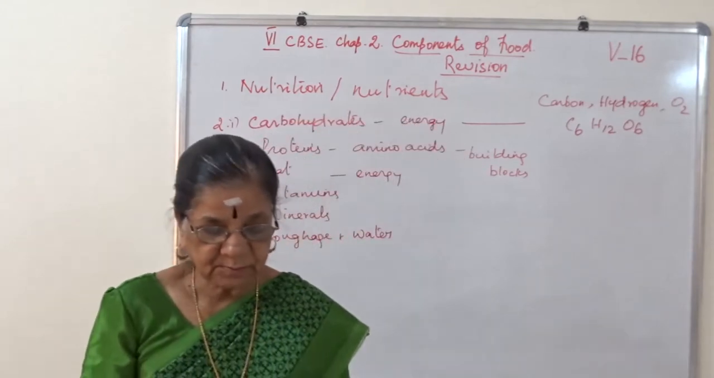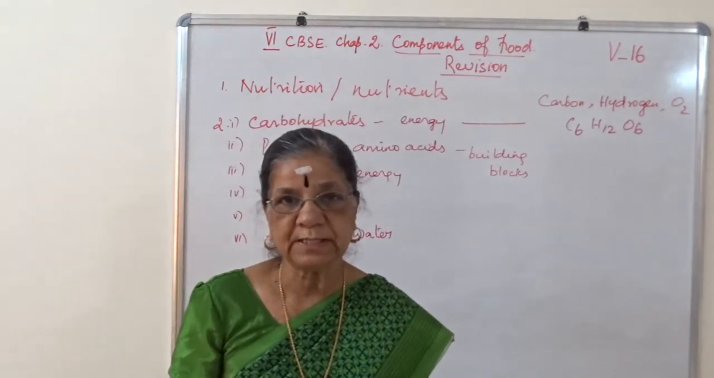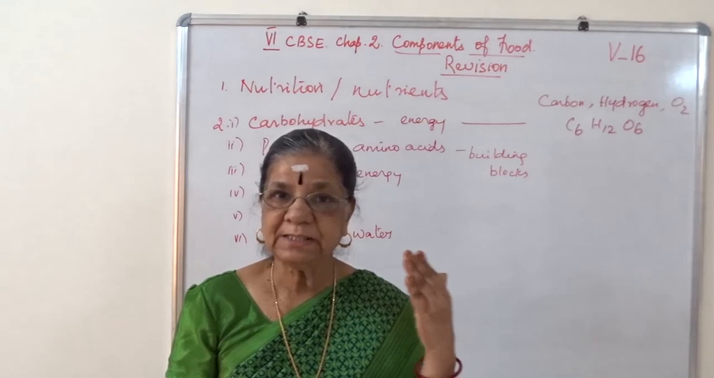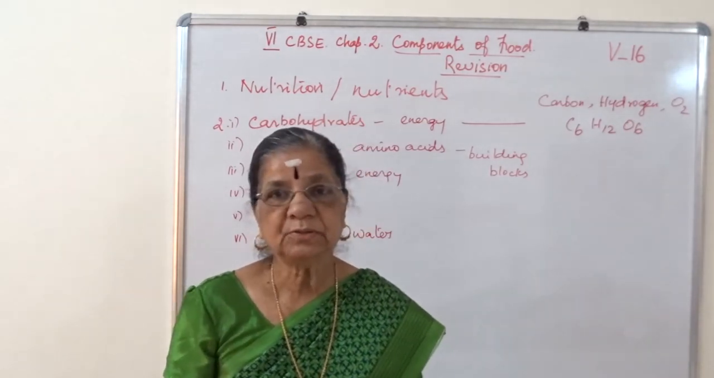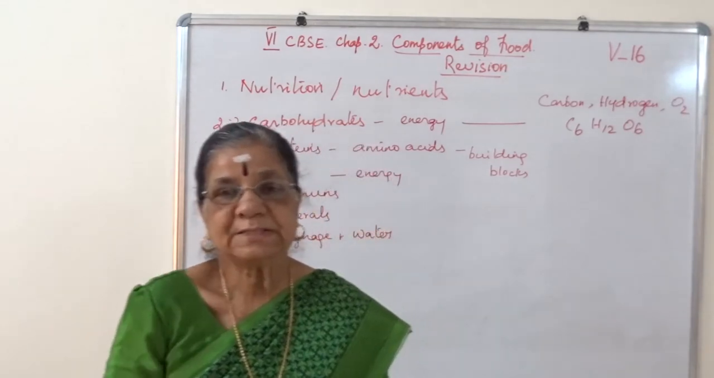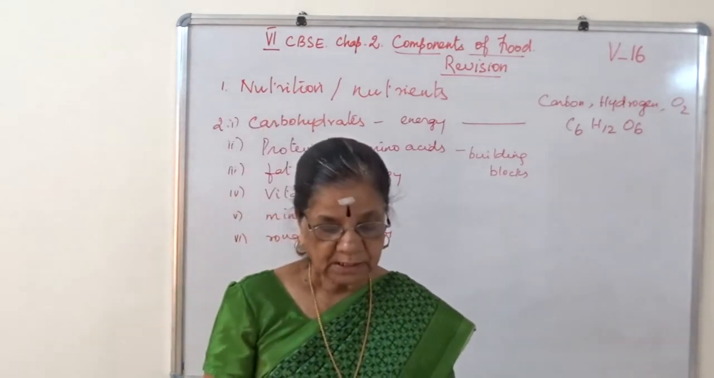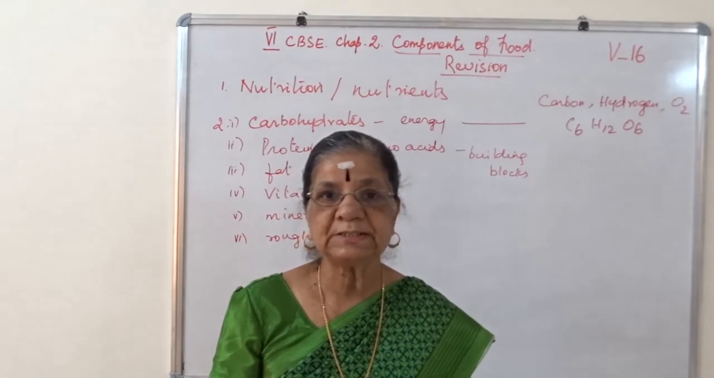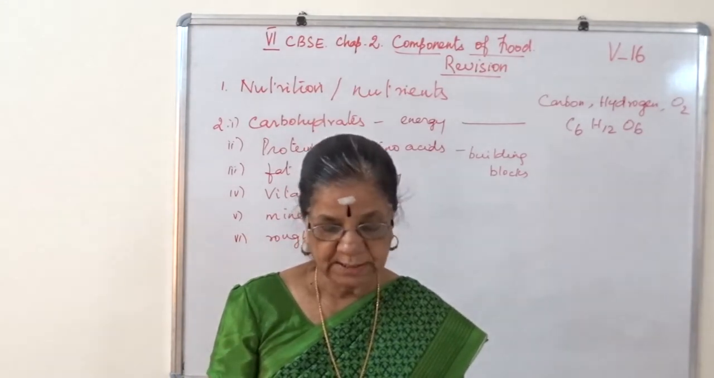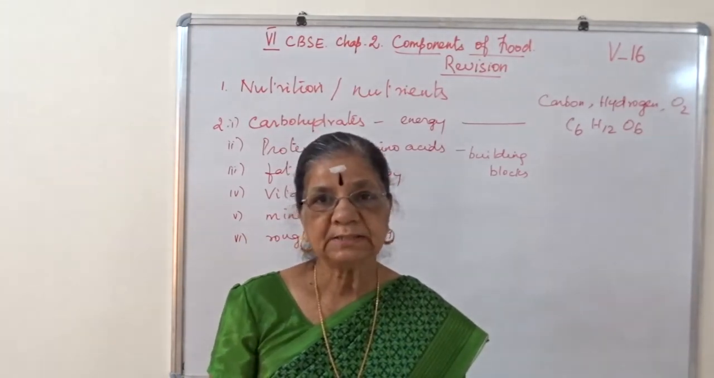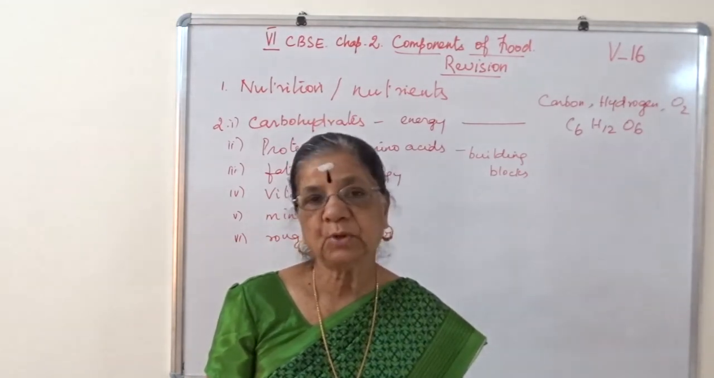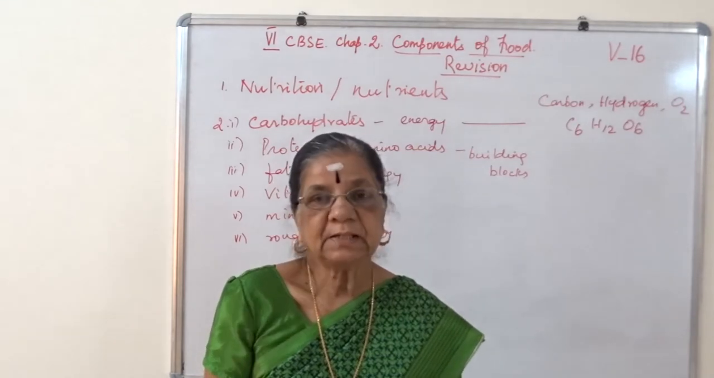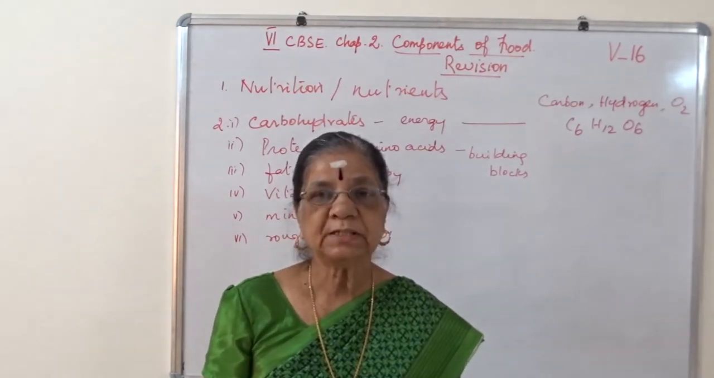Now there are 3 main types of carbohydrates. I have said all this before, in the earlier video, but still I am repeating. Sugars are simple carbohydrates. They are digested and absorbed by the body very quickly and therefore are a source of quick energy.